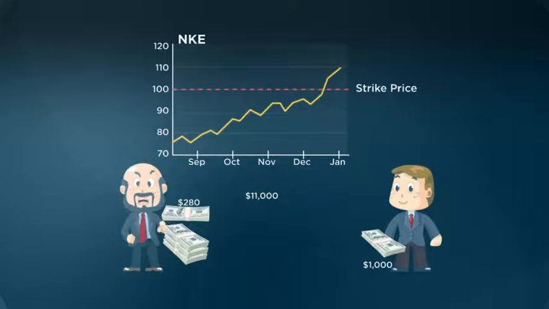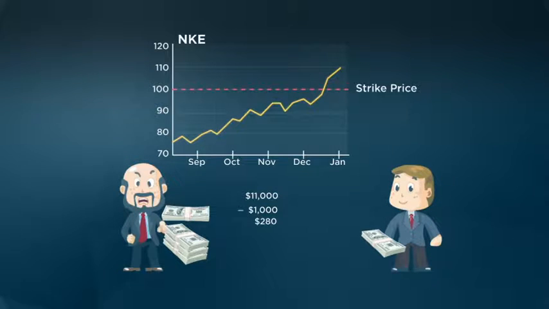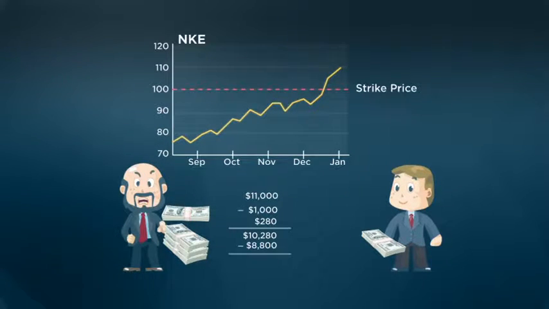You sold your shares for $11,000, paid $1,000 to the holder of the call options, and you earn $280 on the calls. So you have $10,280 from this transaction before trading costs. Now, if we again treat $88 as the starting price, you've made a 16% return in 3 months.